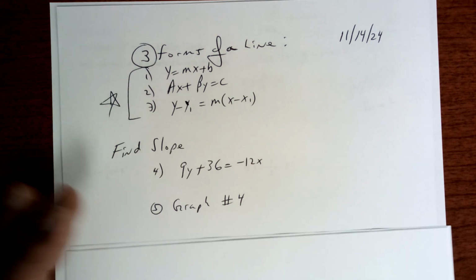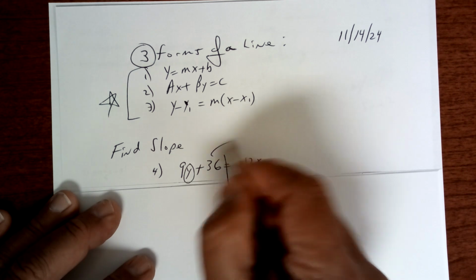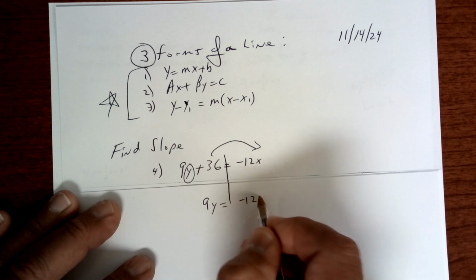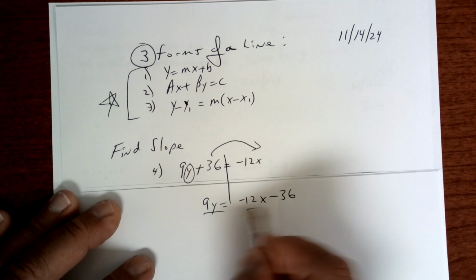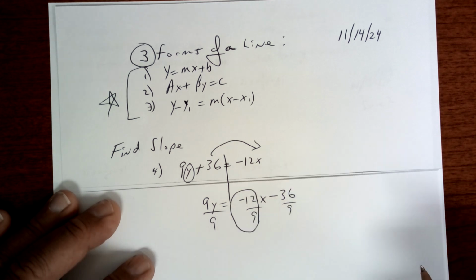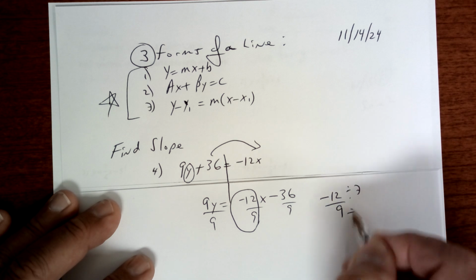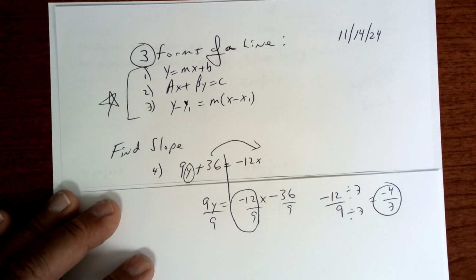This one right here, they want the slope. To find the slope, you got to get y by itself. So you're going to move the 36. When you move it, it becomes a minus. Then you're going to divide everything by 9. This is your slope. That's all you want. So negative 12 over 9, you got to divide by 3. When you do that, you're going to get a negative 4 over 3. That's your slope. Rise over run.